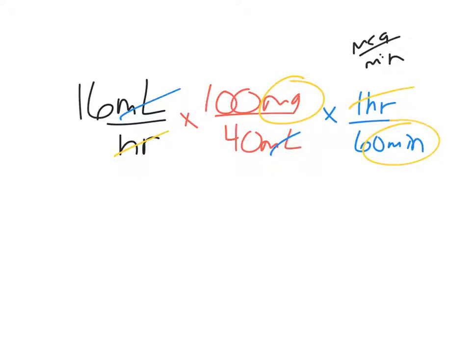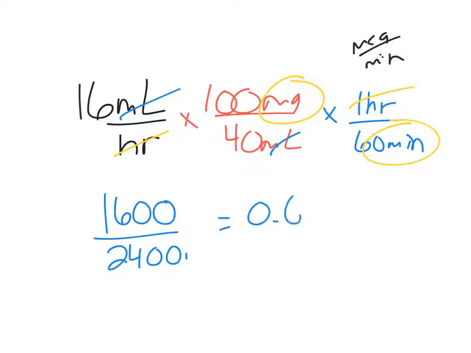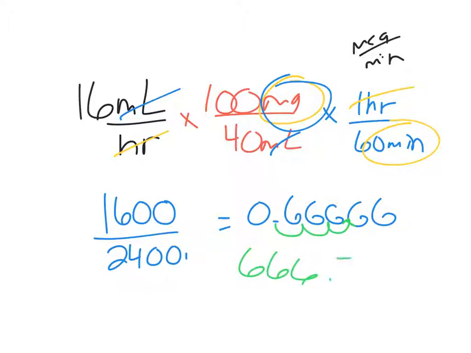So 16 times 100 at the top is 1600. Down at the bottom, 40 times 60 is 2400. Then taking that 1600 divided by 2400 gives me 0.6 repeating, and that is in milligrams per minute. I need to know what it is in micrograms. Milligrams to micrograms is 3 movements to the right. So rounding that off, 666.7 micrograms per minute is what they've stabilized at.